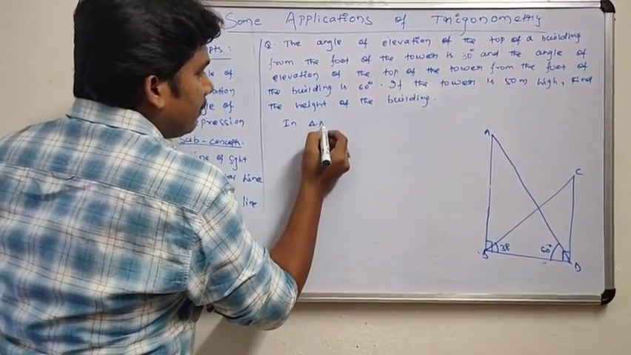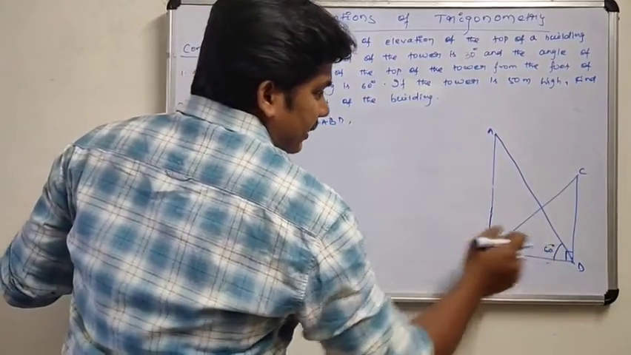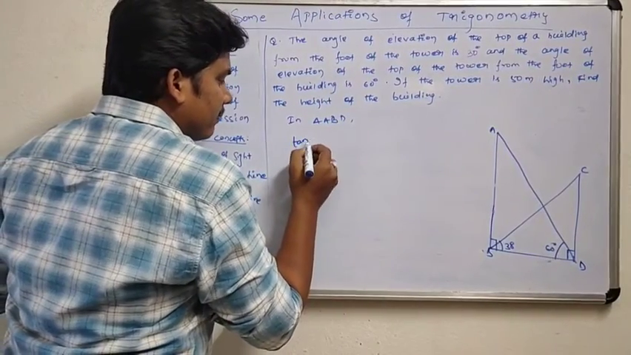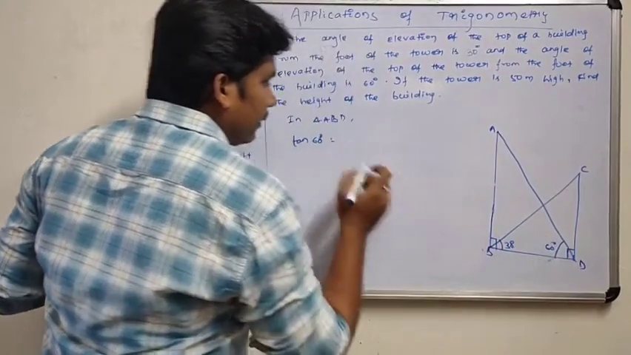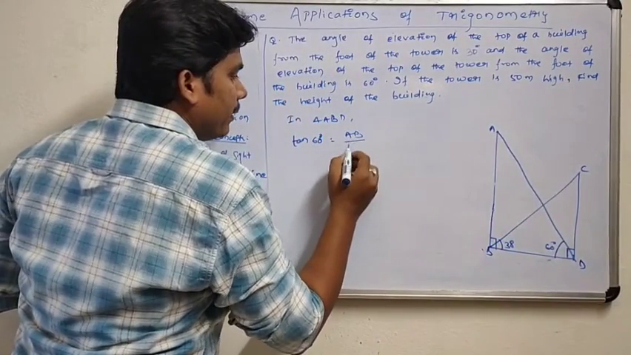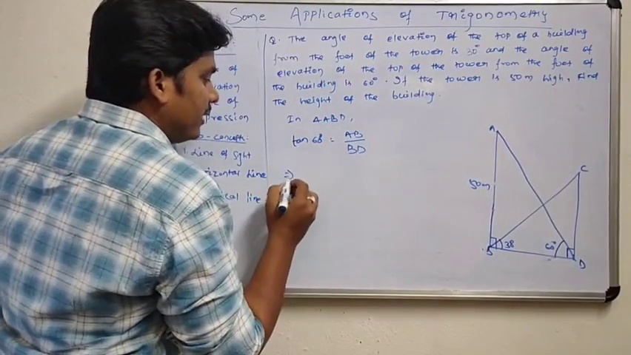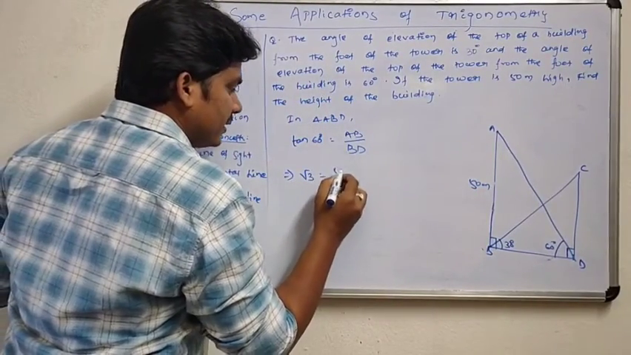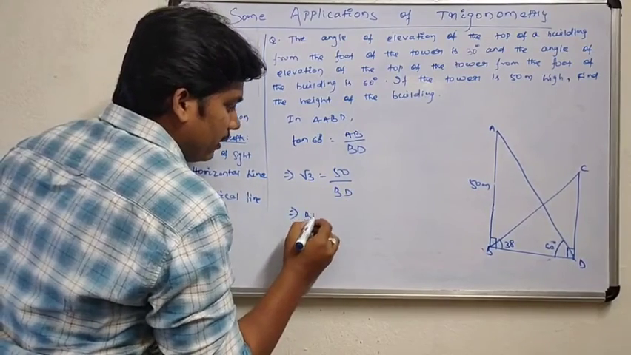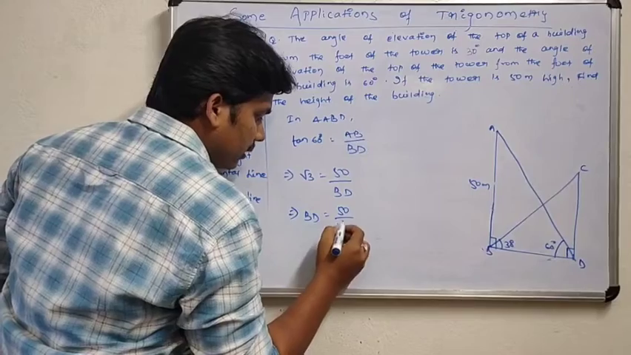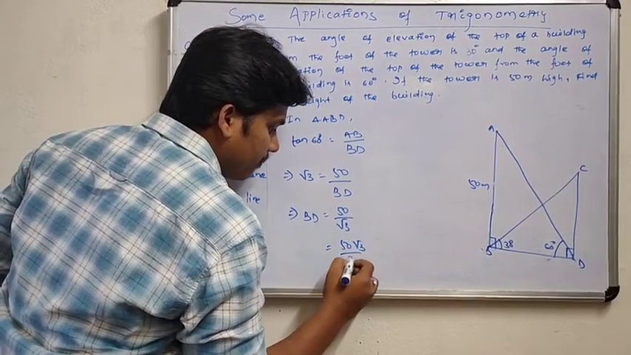In triangle ABD, tan 60 degrees is equal to AB by BD. As AB is 50 meters, and tan 60 is √3, I write √3 equals 50 by BD, then BD will be 50 by √3. If I rationalize this, this will be 50√3 by 3 meters.